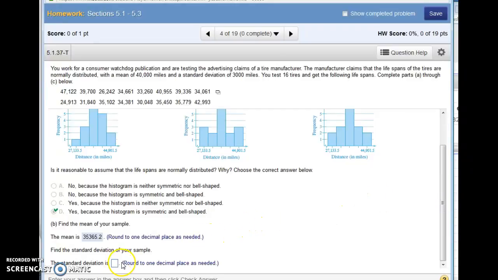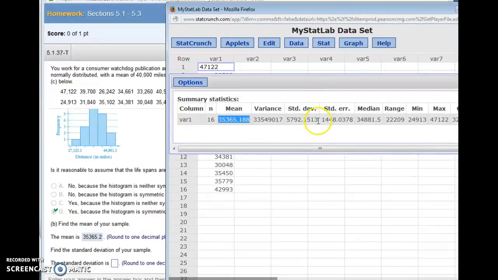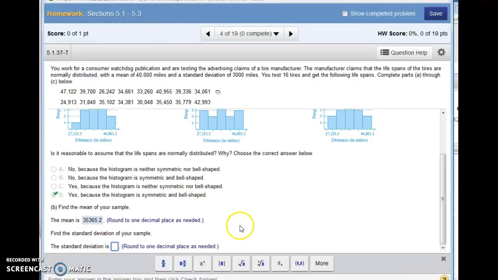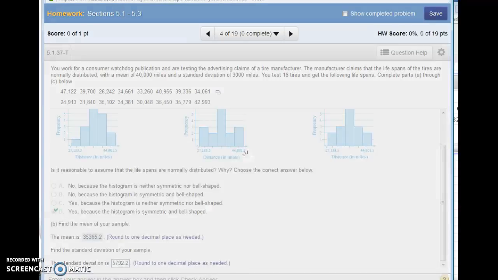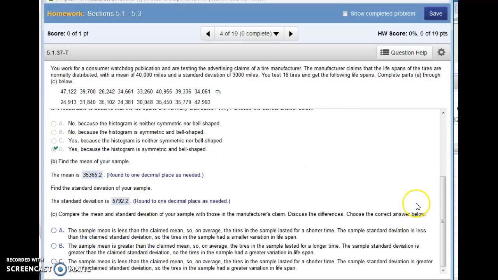And now we want the standard deviation. On the TI, you're going to use S sub X. And back to StatCrunch. And the standard deviation here is 5792.2. Copy. Paste it in there. Oops. I erased a little bit too much. Let me try that. That was 62. Check answer. Nice work. It's smarter than I am.